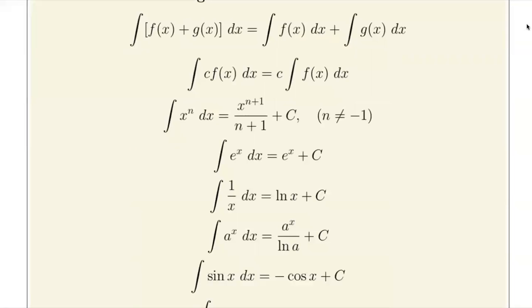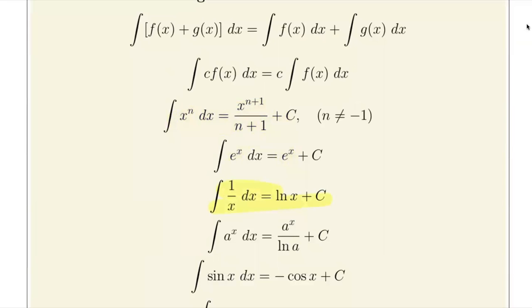Our most useful antiderivative or indefinite integral rule is this one: x to the n plus 1 over n plus 1, for the antiderivative of x to the n. And then so on down the line. e to the x's derivative is e to the x, so its antiderivative the other way is just e to the x still.